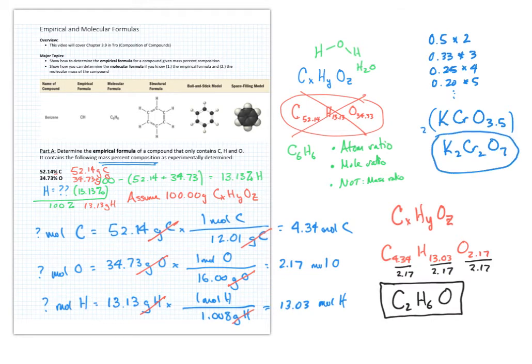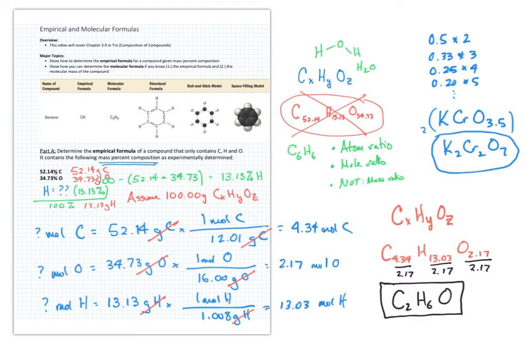Okay, so if you end up with a situation where you don't have a whole number, you might have to multiply through by some common factor to clear that decimal off. Okay, this one we don't have to. This one ends up being whole numbers for everything. And again, with real experimental data, you may not get perfect numbers. You may get something like 2.01 or 1.99, 1.98. You can round those because real experimental data is seldom going to be perfect.